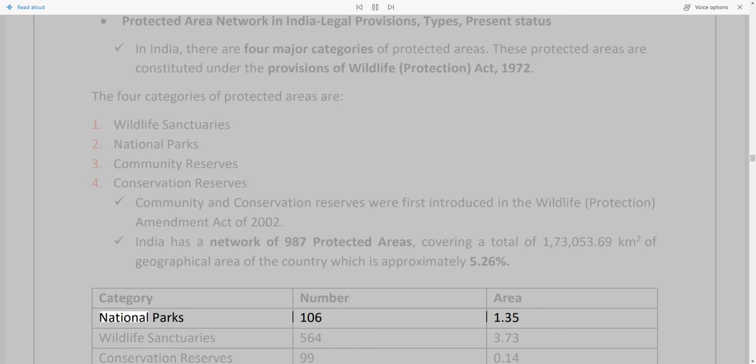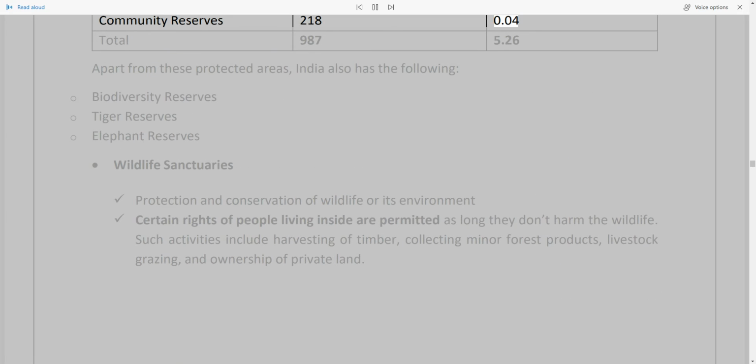Category, number, area: National Parks 106, 1.35; Wildlife Sanctuaries 564, 3.73; Conservation Reserves 99, 0.14; Community Reserves 218, 0.04; total 987, 5.26. Apart from these protected areas, India also has the following: Biodiversity Reserves, Tiger Reserves, Elephant Reserves.